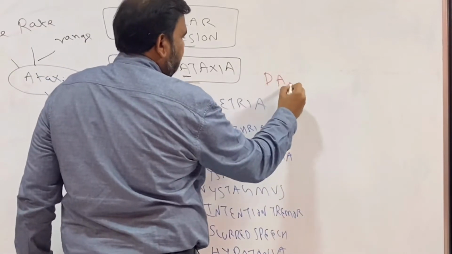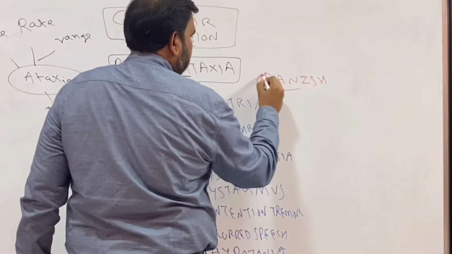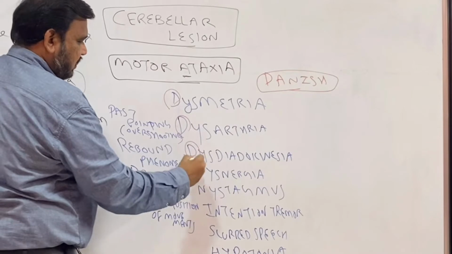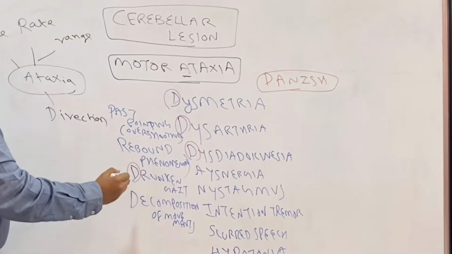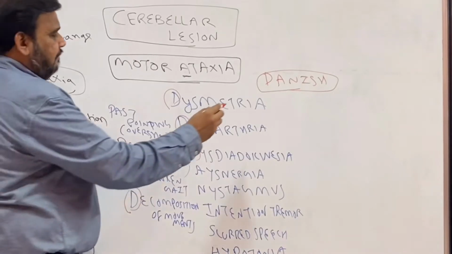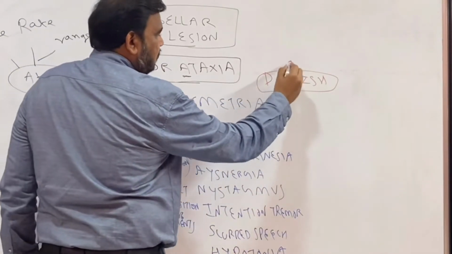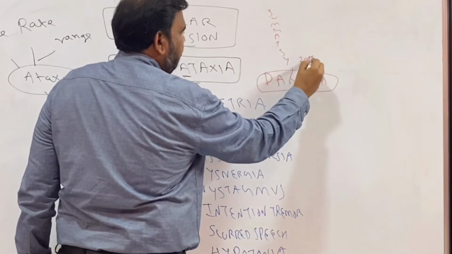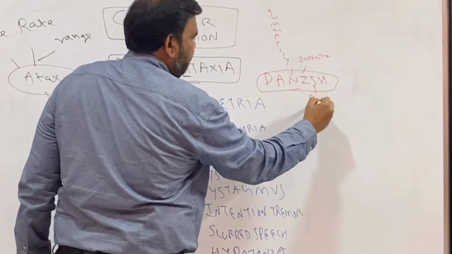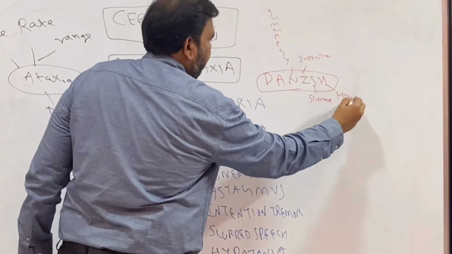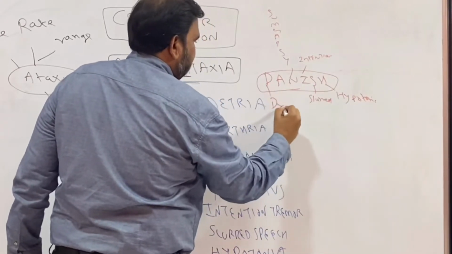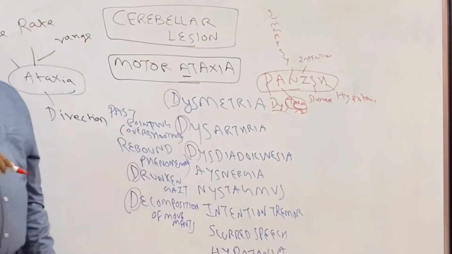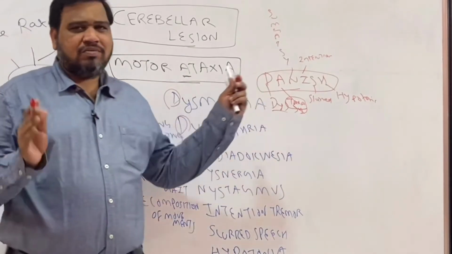You can note it down, Danish. D you can use for all the dis: dysmetria, dysarthria, dysdiadokinesia. Drunken gait you can also use for decomposition of movements. A for asynergia, N for nystagmus, I for intention tremor, S for slurred speech, H for hypotonia, D for all the dis, A for ataxia. So if you remember Danish, it becomes very easy to recall the cerebellar lesion features.